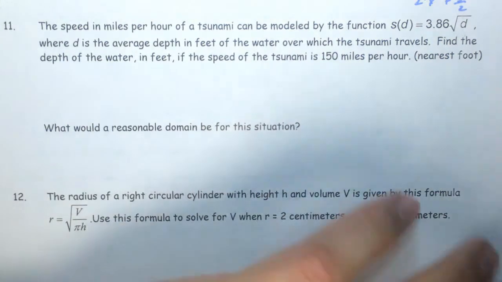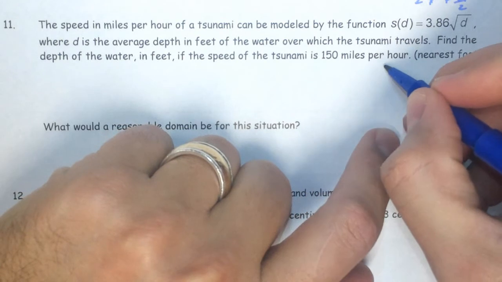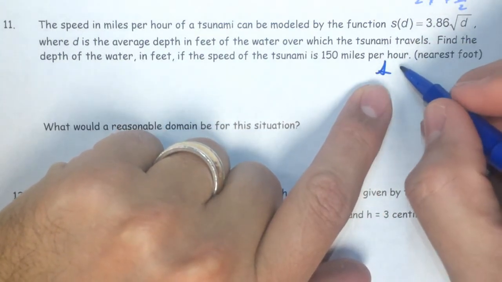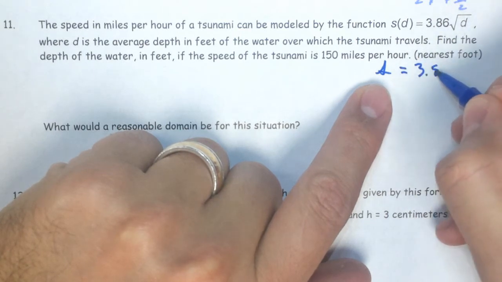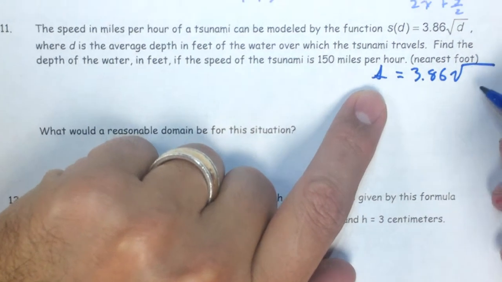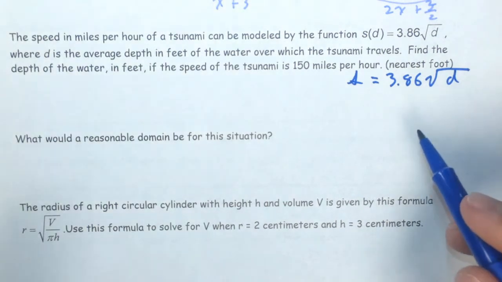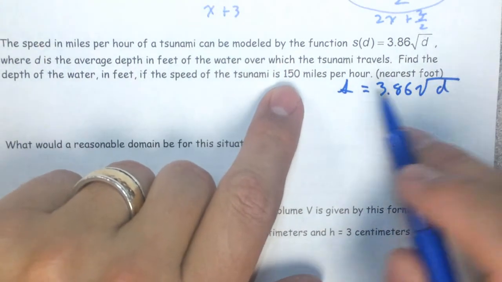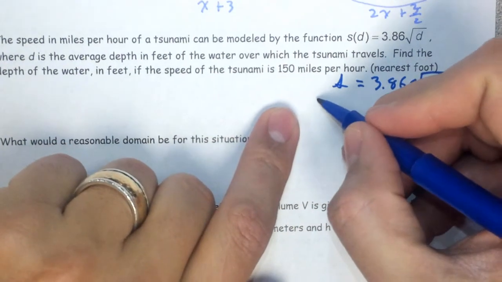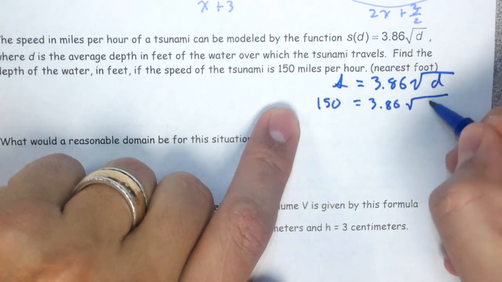Alright, what I asked you to do was to write your equation out. I'm going to go ahead and just write S instead of SD. And we're going to have 3.86 square root. And D is what we're looking for. So we are given the speed, which is 150. So we're going to go 150 equals 3.86 the square root of D.